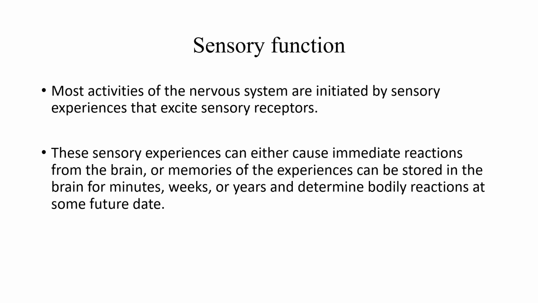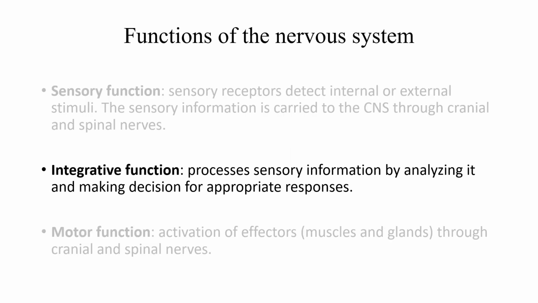So the first thing is to detect changes in the environment, whether it's the external or the internal environment, through a specific structure called sensory receptors. And these carry this information to the central nervous system to process it. So the first function of the nervous system is the sensory function: detecting changes in the environment and sending them up to the central nervous system.